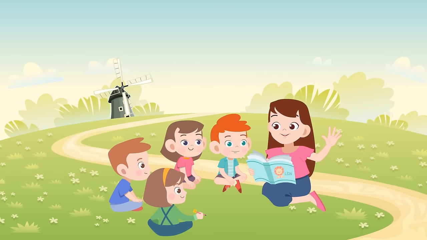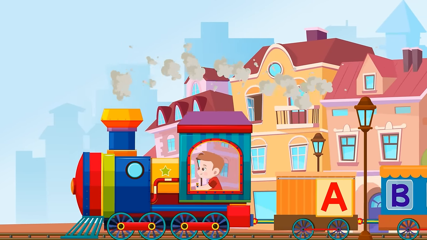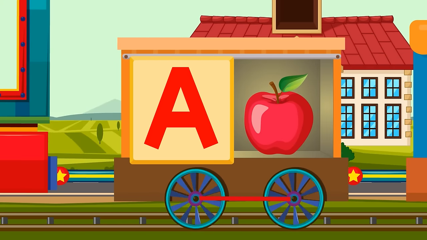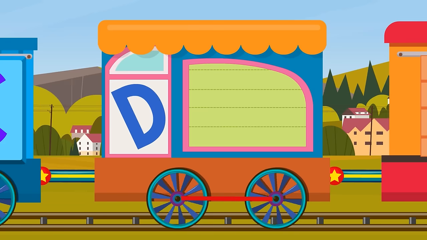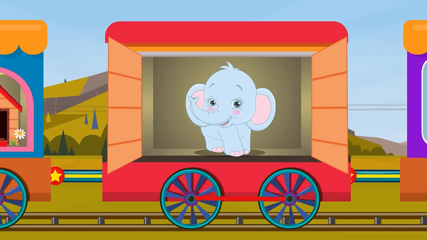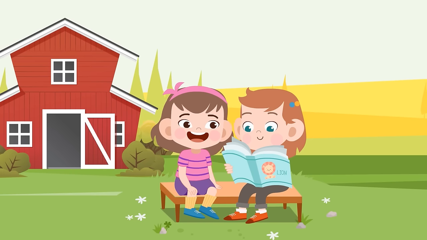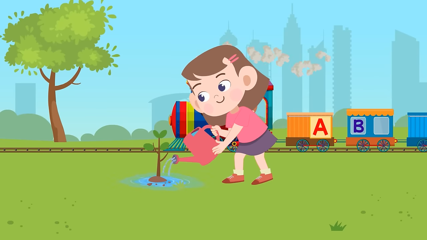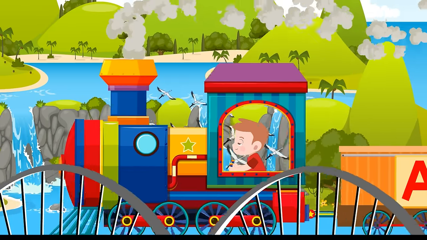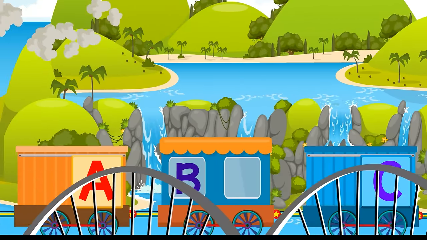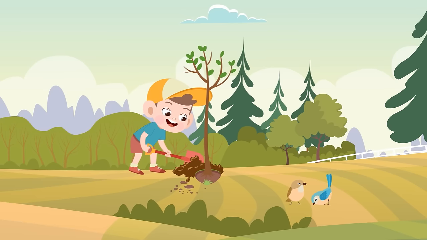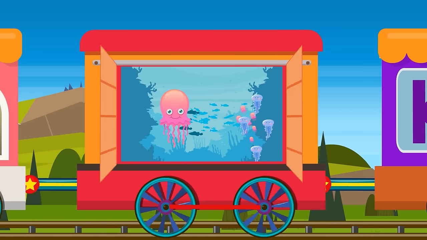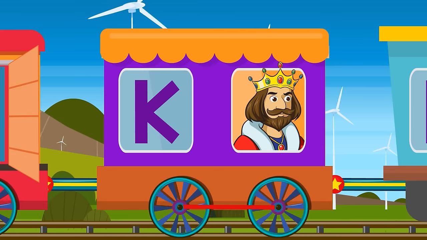Choo choo! All aboard the alphabet train! A train, A is for apple, B train, B is for book, C train, C is for cat. D is for duck, E train, E is for elephant, F train, F is for fish. G train, G is for gorilla, H train, H is for hat. I is for insects, J train, J is for jellyfish, K train, K is for king.